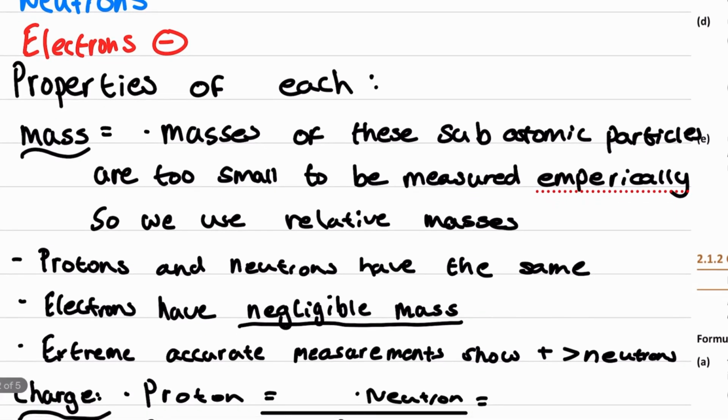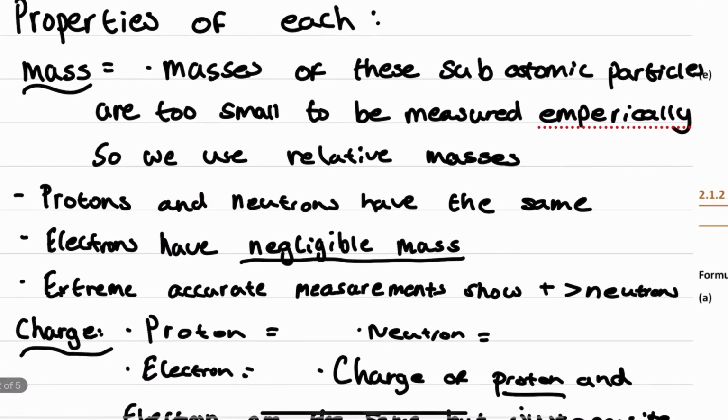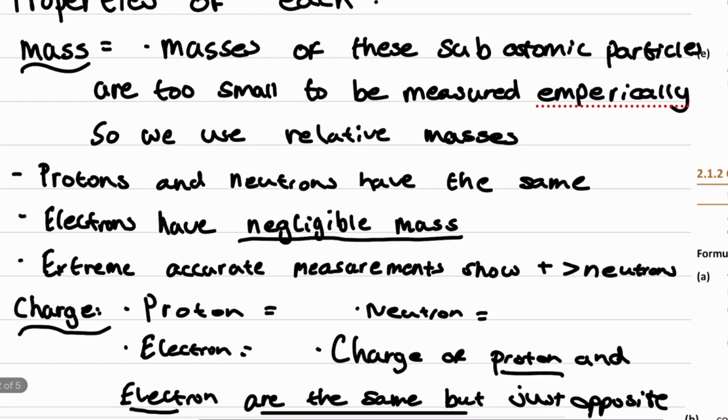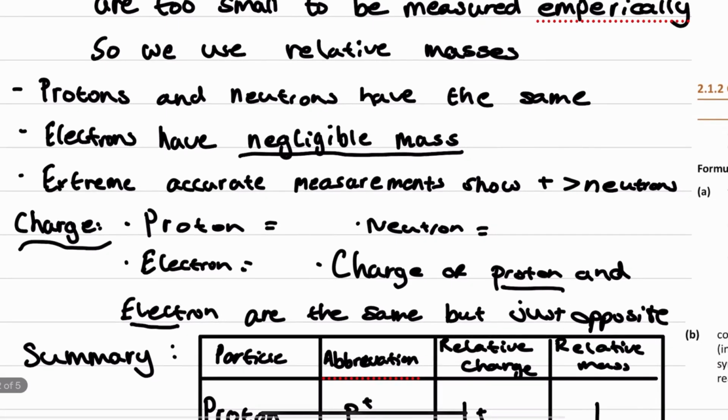Now, there are properties of these subatomic particles that we must be aware of. The number one being mass. Masses of these subatomic particles are too small to be measured empirically with units such as grams, milligrams, and so on and so forth. So we use relative masses. Protons and neutrons have the same relative mass, which is 1.